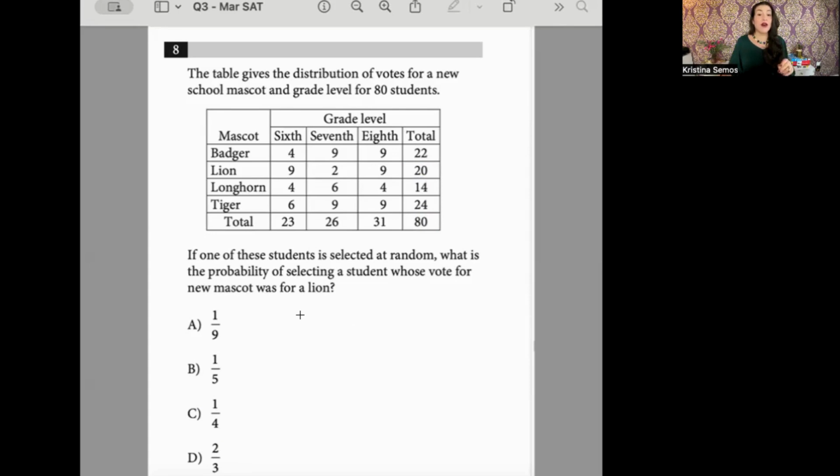They might ask you, out of the eighth graders, what's the probability that the person voted for a badger? So when they say out of the, or among the eighth graders, or out of the eighth graders, that means the bottom of your fraction would be the total eighth graders. That would be 31. And then in this hypothetical question I made up, the ones who picked badger, you would pick badger eighth. So it'd be 9 out of 31. That's not going to reduce because 31 is prime. So in my hypothetical follow-up question, that one would be 9 out of 31. But for this question, the way they asked it, the answer was 1/4.